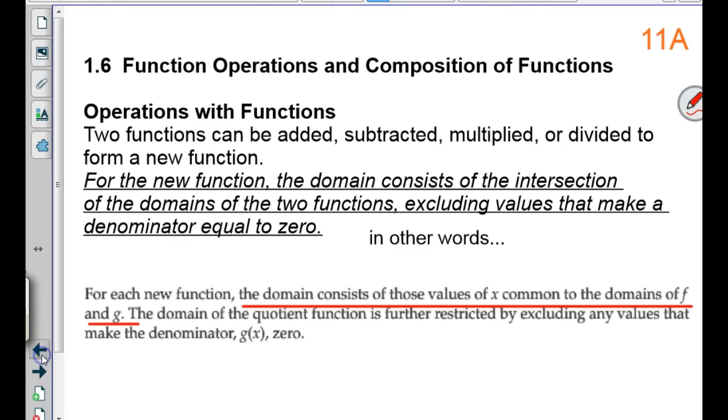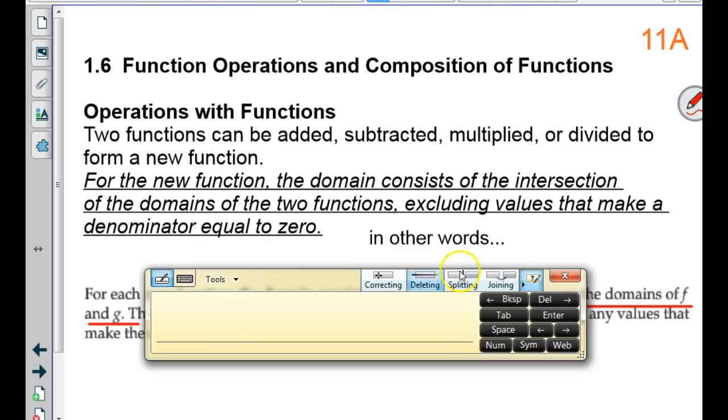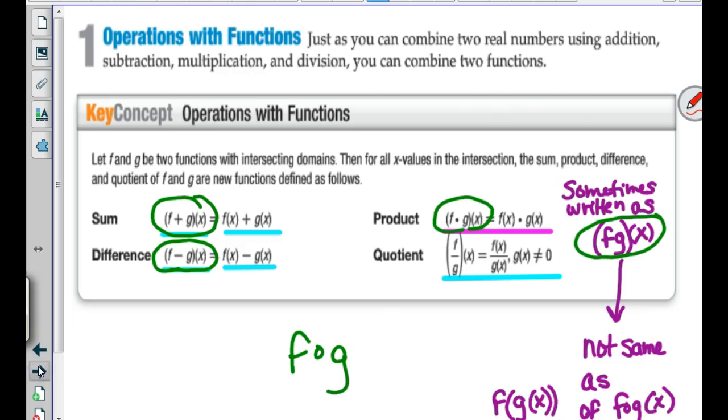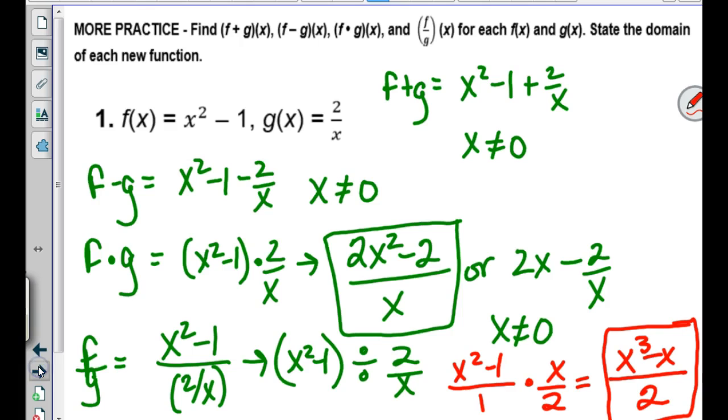The definition back here says, for the new function, the domain consists of the intersection of the domains of the two functions, excluding the values that make the denominator 0. Common to the domains of f and g. So the original function domains matter. For this question, this original function domain was all real numbers, and this original function domain was all real numbers except 0. The intersection of those, in other words, where they overlap, is all real numbers except 0. So that's the new domain for these, unless we have an additional restriction that we add. So the original domain could not equal 0, so we have to keep that.